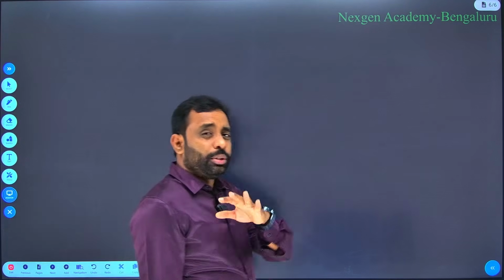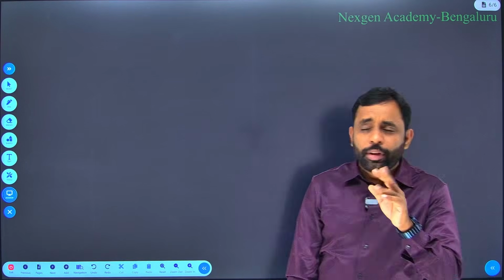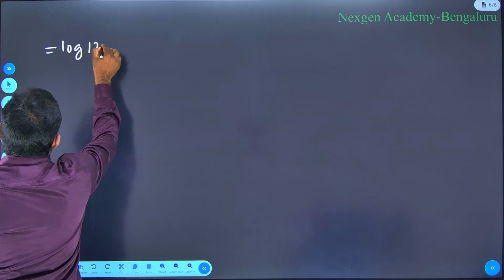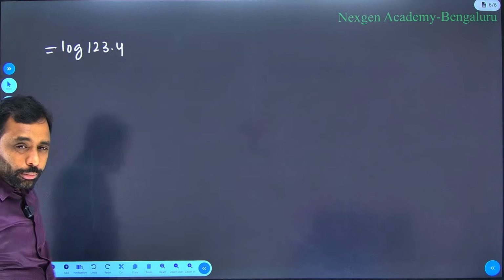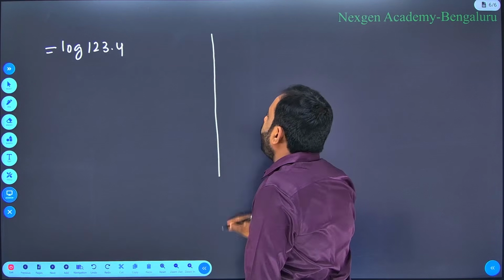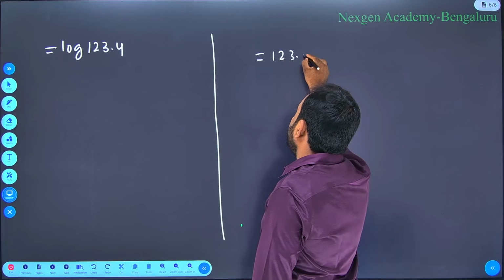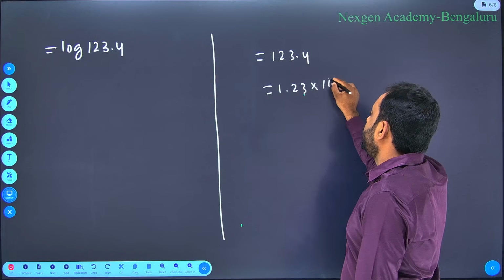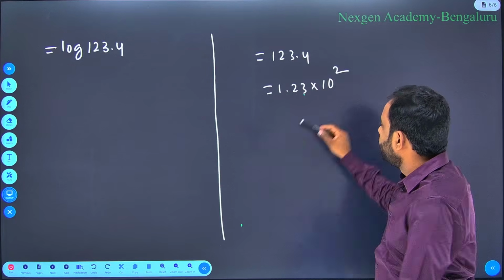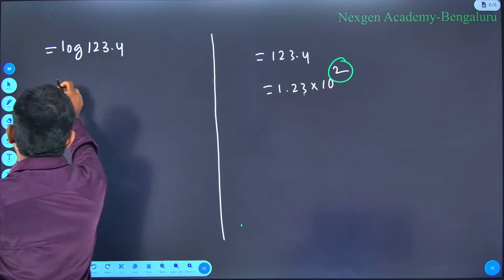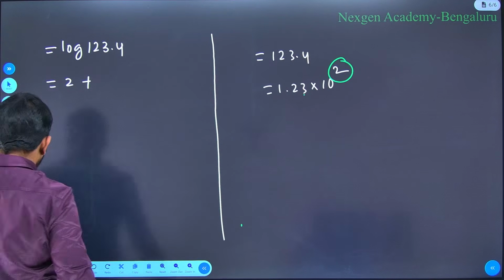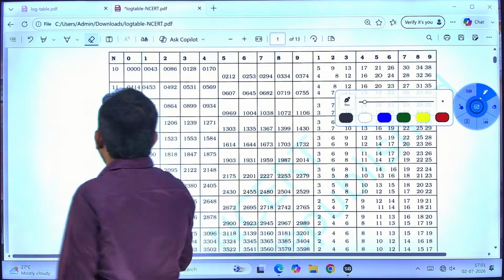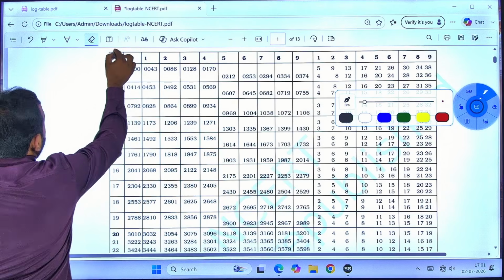Okay. Next, what do we have to do? Any number given to you, we follow the same method. For example, log 123.4 is given to you. Can't you do it now? Do it fatafat. 123.4 can be written as 1.23 into 10 to the power of 2. Yes or no? The characteristic is 2. Mantissa: the method is the same.